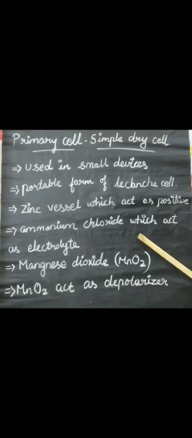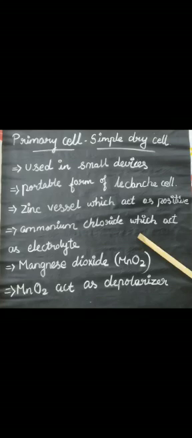Then the carbon rod, covered with a brass cap, is placed in the middle of the vessel. That is acting as a negative electrode or cathode. It is surrounded by a closely packed mixture of charcoal and manganese dioxide, that is MnO2, in a muslin bag. The MnO2 is acting as a depolarizer.